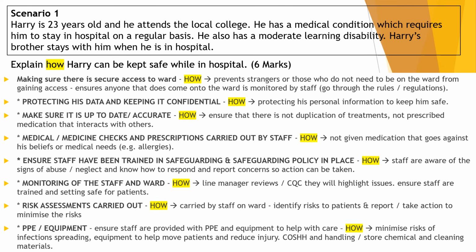So again, not really much here, but I just wanted to emphasize, when you're looking at a 6 marker, it's always "explain". You're always going to identify a couple of points, but do make sure you look at the second word: how, why, what. Try and make sure you are emphasizing that point in your answer. How is that going to keep him safe? Why are they keeping him safe? What's that going to do to his care? So try and make sure you're emphasizing that in your answer to ensure you're picking up as many marks as possible.